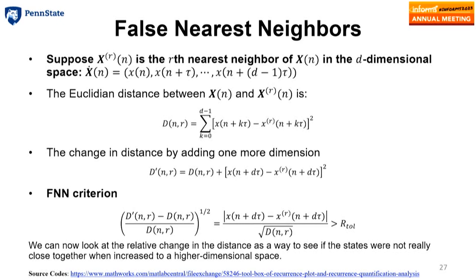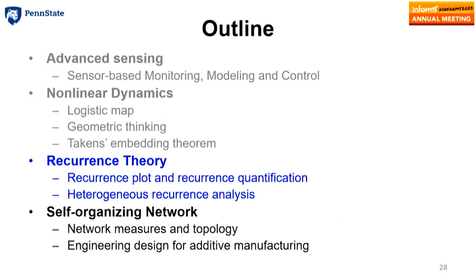We can now look at the relative change in the distance as a way to see if the states were not really close together when increased to a higher dimension. So far, we talked about if we have time series, if we have data, why it is necessary for us to look at it in the higher dimension or have a geometric thinking, and how to put the data into the higher dimension, that is Takens embedding theorem. Now let's look at it. If we put the data in the higher dimension, how do we look at the behavior of the system? That is the recurrence theory and the heterogeneous recurrence analysis.